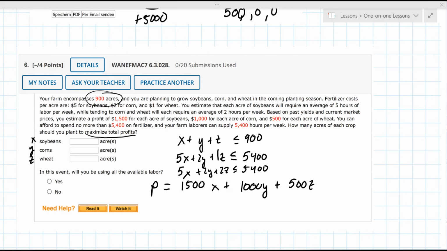Okay, so we're maximizing 1,500X plus 1,000Y plus 500Z. We're maximizing that. 1X, 1Y, 1Z, that has to be less than 900. And then our fertilizer cost equation, 5, 2, and 1, that has to be less than 5,400. And then our time equation is 5X, 2Y, 2Z, and that's also less than 5,400.